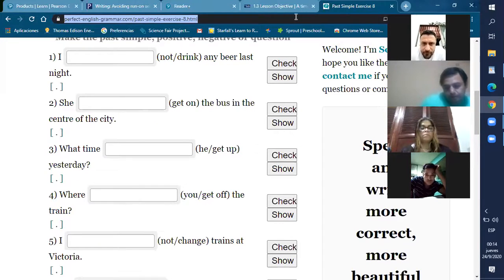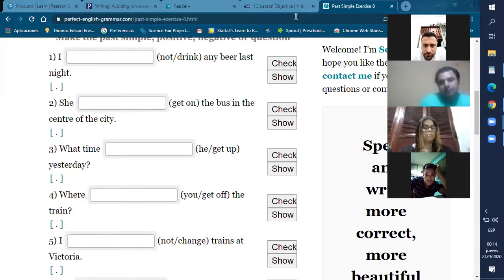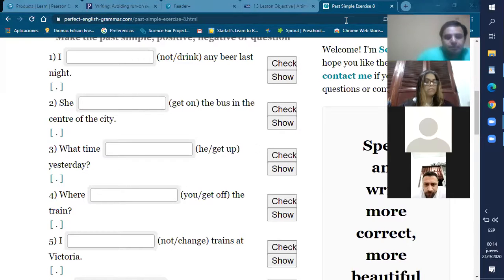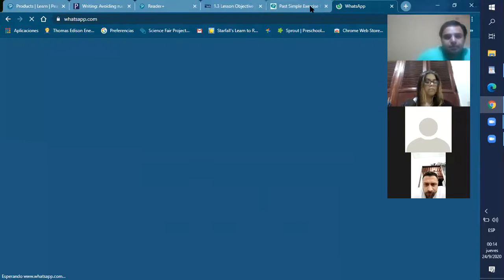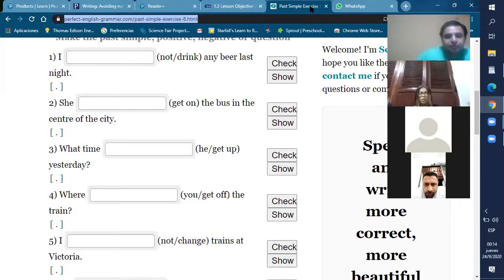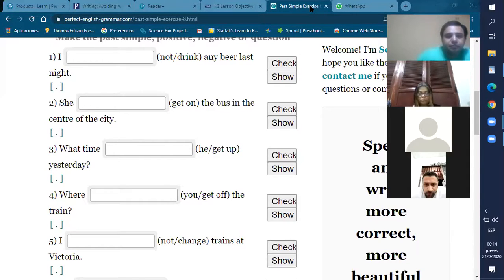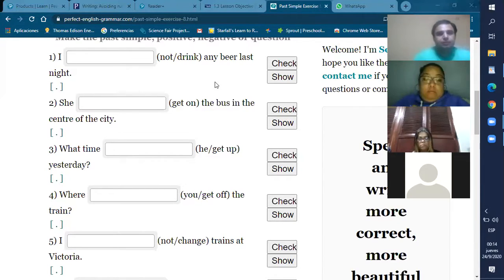Let me send it here. All right, check the chat. And I will send it to WhatsApp too, but open the chat, all right? Let's work on the exercise in small groups, okay? Ready? In groups of three, we're going to work. So accept the invitation, everyone, and let's practice right now.